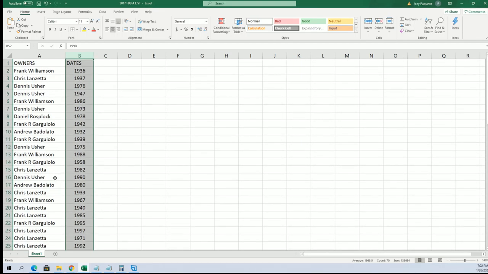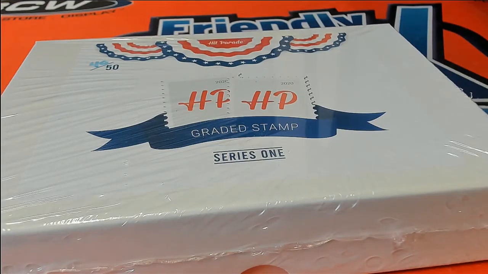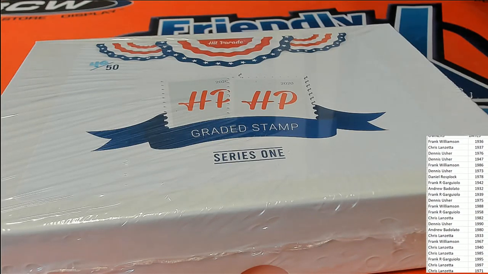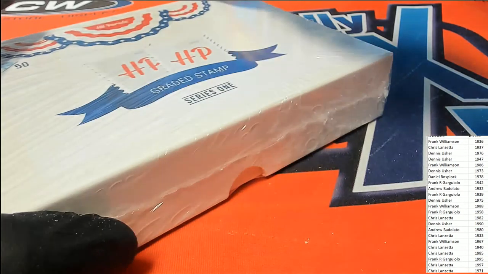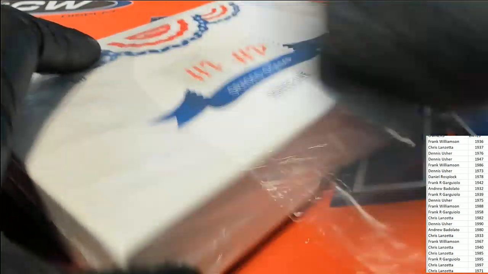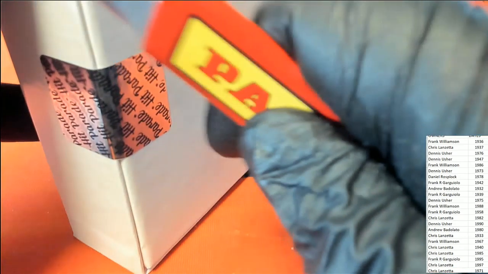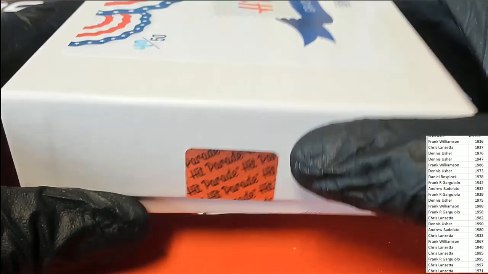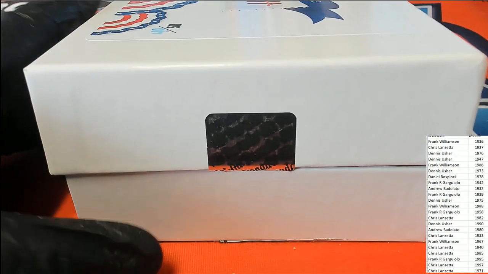Let's hit a big one. Let's pull a big stamp out of here, some kind of a big item. And the graded stamp rip. What's it gonna be? It's a graded stamp.